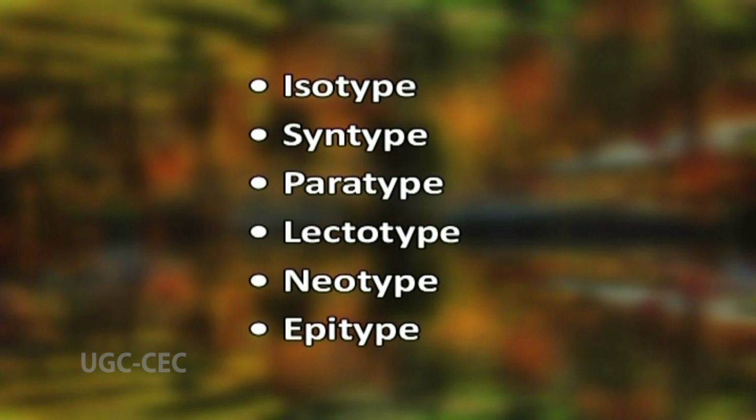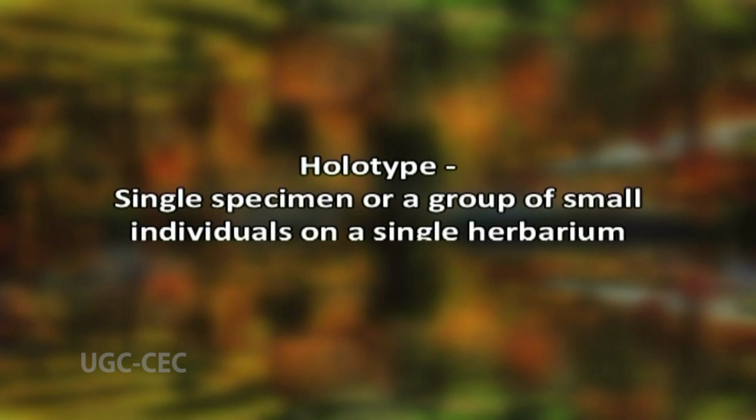The International Code of Botanical Nomenclature recognizes several kinds of nomenclatural types, the most important of which is the holotype. The other types are isotype, syntype, paratype, lectotype, neotype, and epitype. Now we will discuss these types one by one. Holotype. A holotype is the single physical example, single specimen or a group of small individuals on a single herbarium sheet or illustration etc. of an organism upon which a name is based, originally used or designated at the time of publication of the name of the taxon. It serves as the definitive reference source for any question of identity or nomenclature.